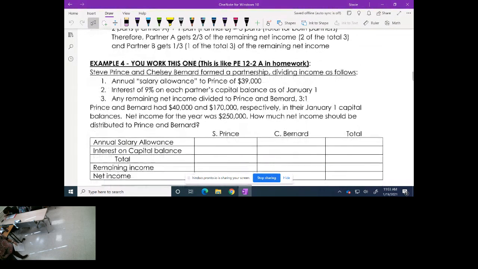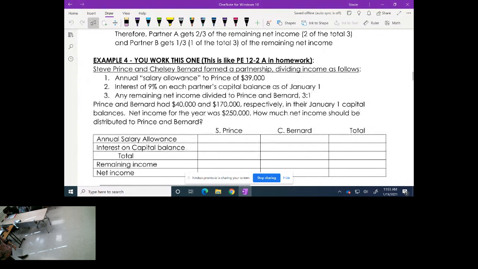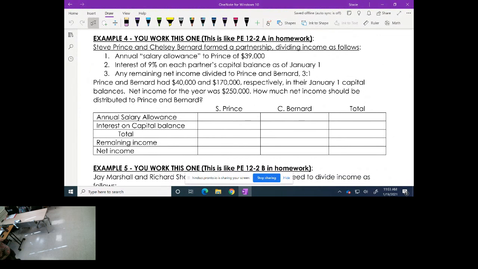All right, notice that this says which problem it's like in your homework. We've got Steve Prince and Chelsea Bernard that formed a partnership. And here is how they are dividing their income. Annual salary allowance to Prince, $39,000. They're not saying anything about Bernard, so apparently Bernard's salary is non-existent. So we'll just assume no salary for Bernard.